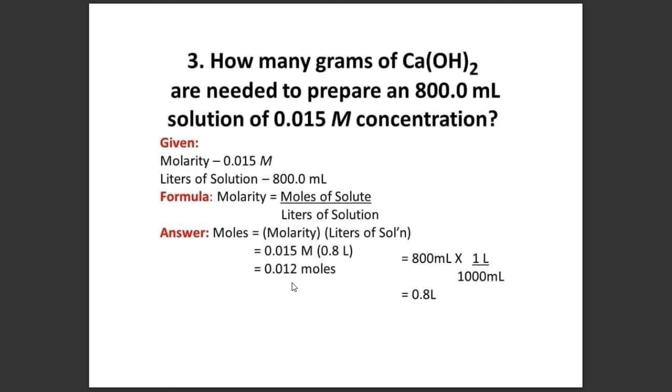We have: how many grams of calcium hydroxide are needed to prepare an 800 milliliter solution of 0.15 molar concentration? So in this question, they have given you the molarity, they have given you the volume, and you can get the molar mass from this compound, but you have to find the mass. So to find the mass is very simple.